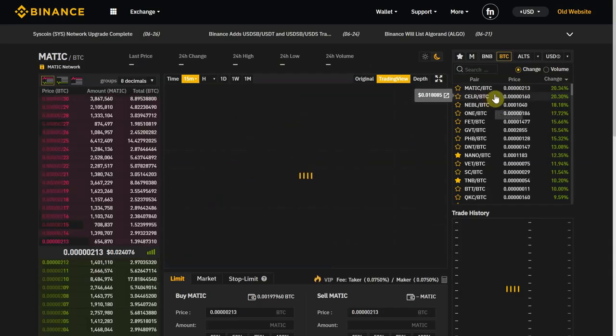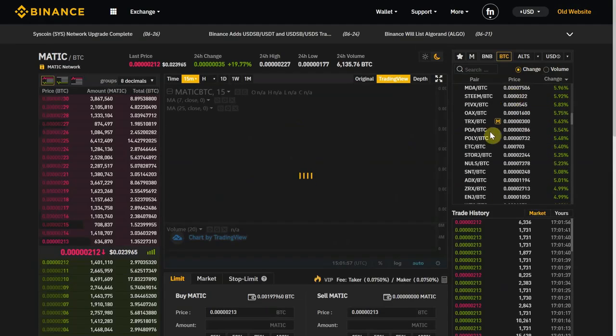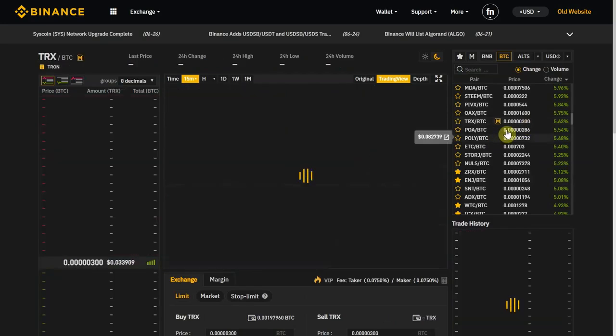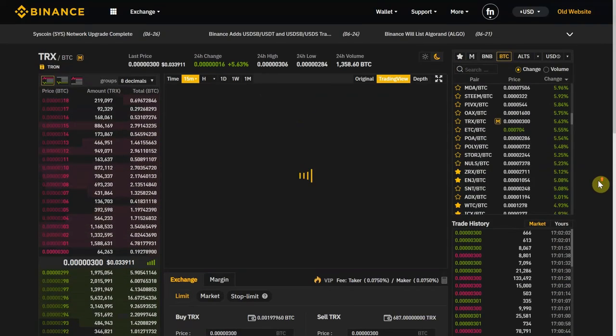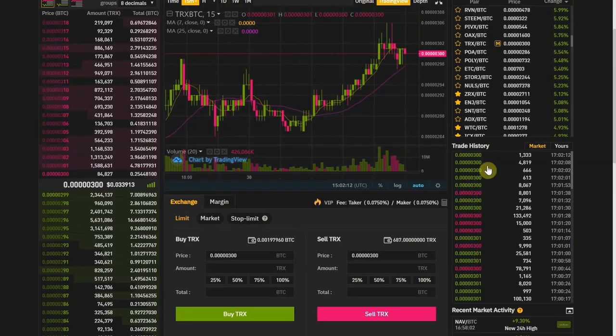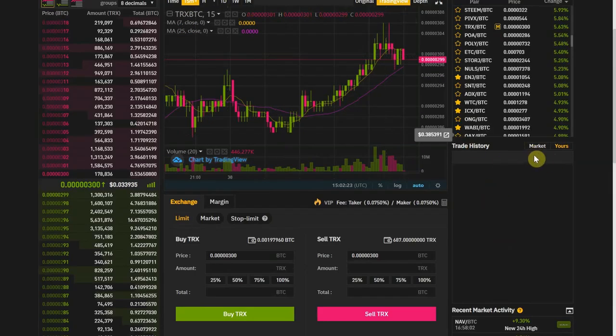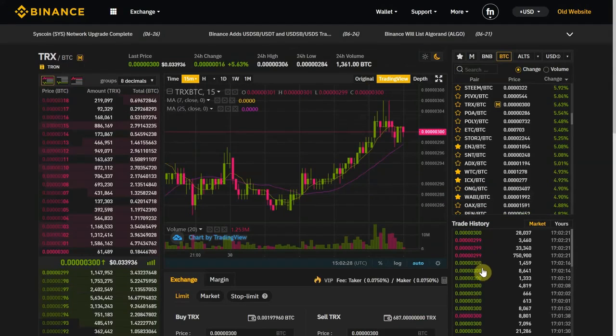Matic. I don't know what this one is. Anyways, this is where you can select the market that you want to buy. Let's select TRX. We also have the trade history here, and this is just the orders that are being filled in real time. You can see the market orders, and you can see your own orders. I don't have any recent TRX orders, so it doesn't show anything here, but the market is constantly updating.